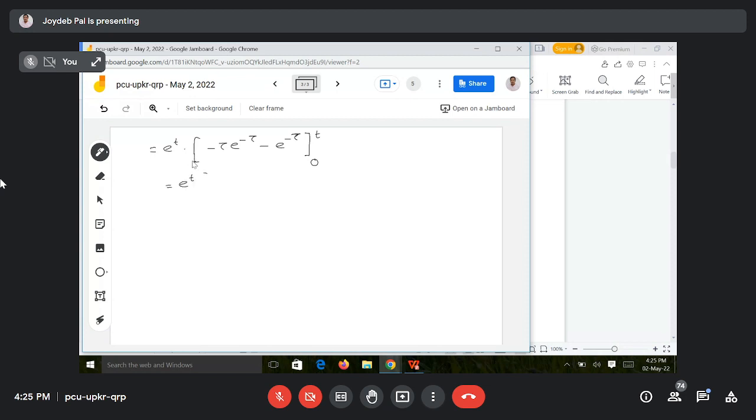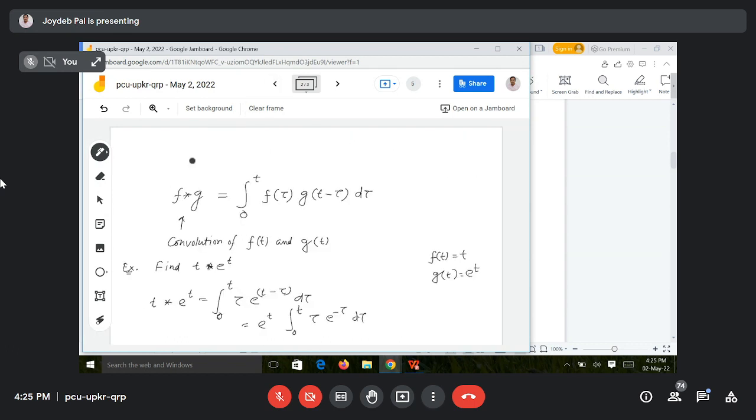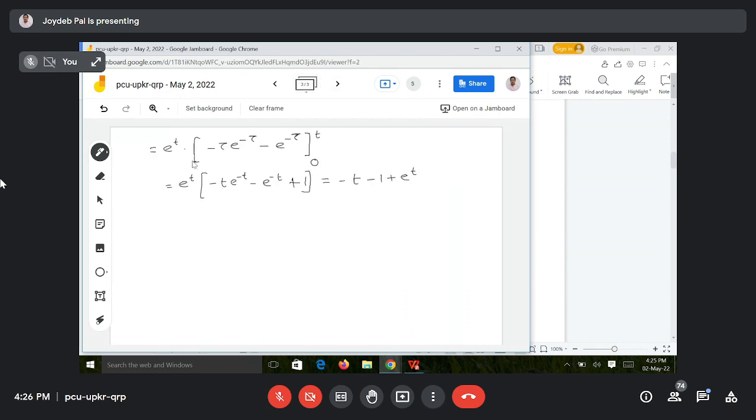e to the power t. Now put tau is equal to t and tau is equal to 0. Now you can simplify: e to the power t times minus t minus 1 plus e to the power t. So this is the convolution of t and e to the power t.